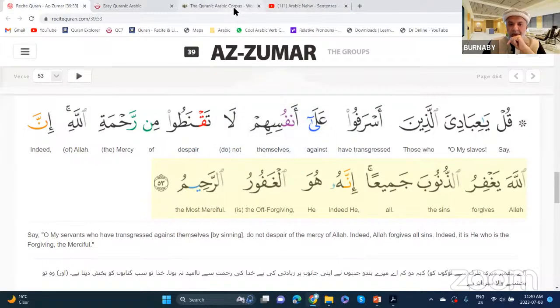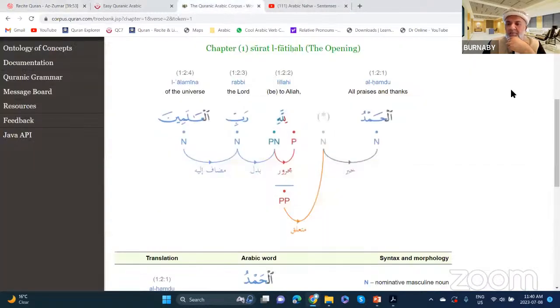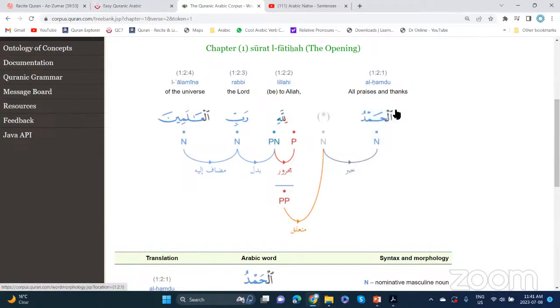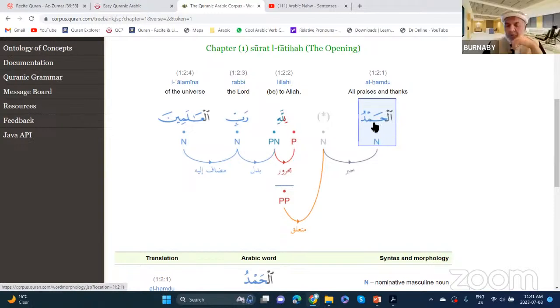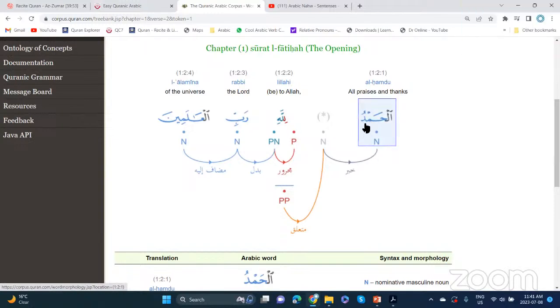I had it over here, Surah Fatiha. Do you guys remember the first sentence, the first ayah? Alhamdu lillahi rabbil alameen. Now, this tool, Quran Corpus, if you haven't started looking at it, please look at it. And look at this. Is Alhamdu starting with a noun? Yes. Is the al proper or common? Proper. Is it rafa? Yes.